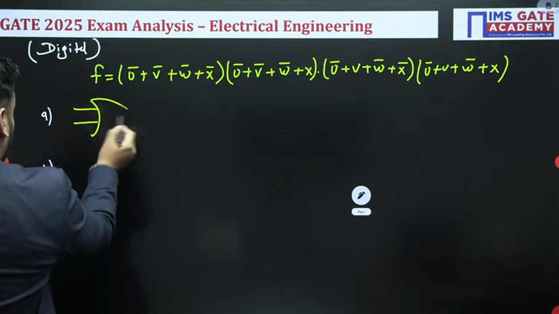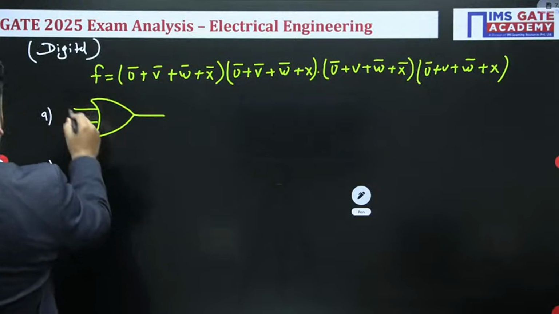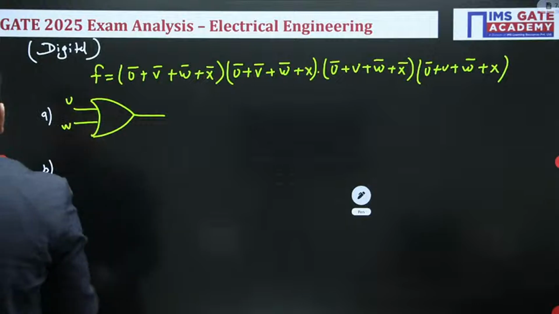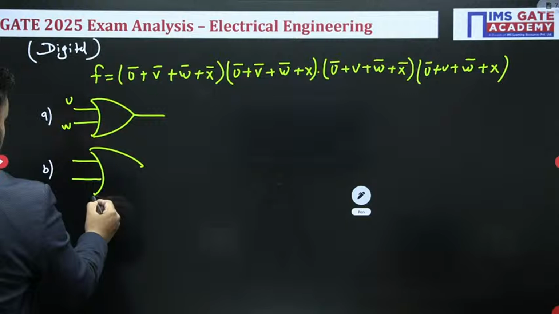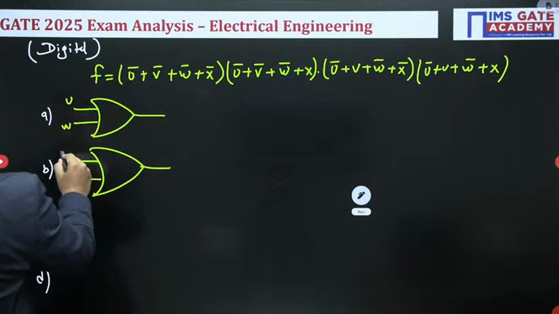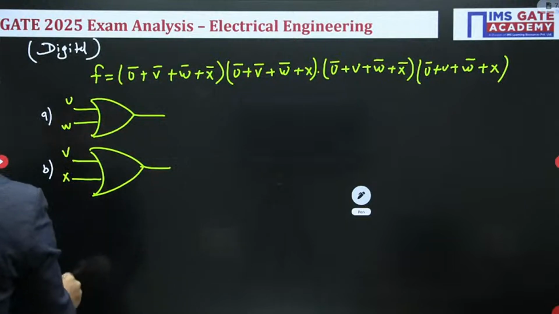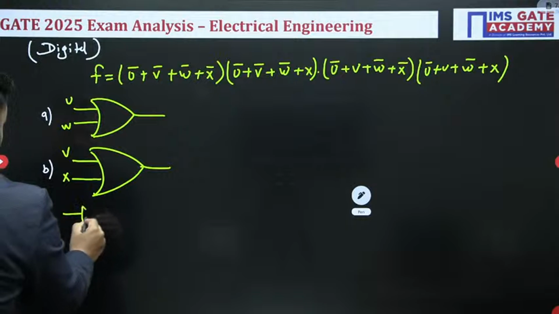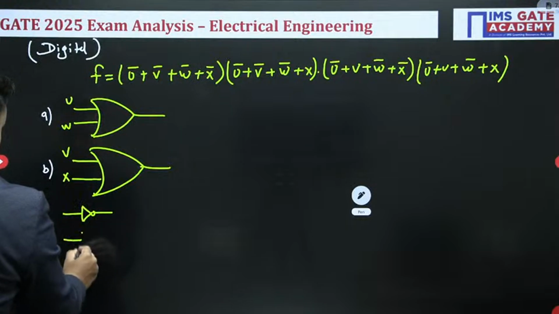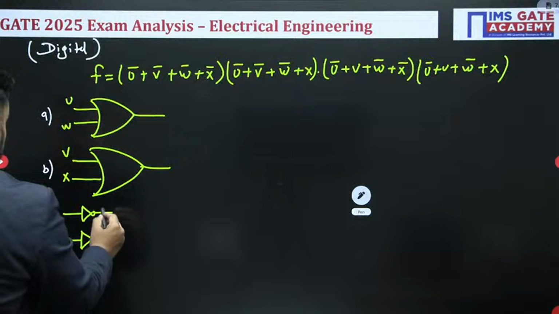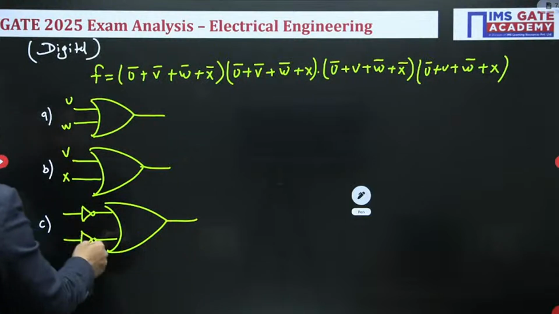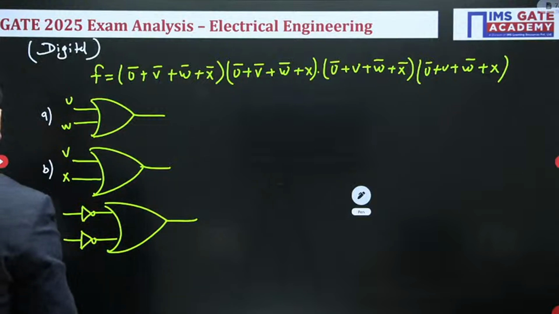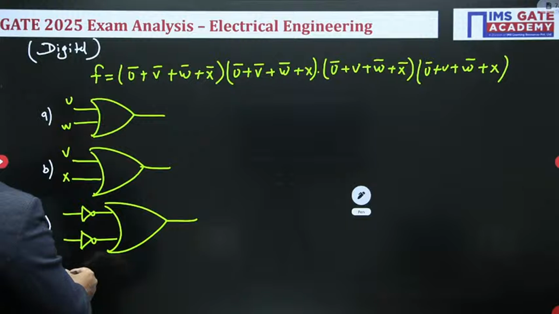So here an OR gate is given to you, with U and W. Option B is like this, and here we have V and X. Option C has a NOT gate and one more NOT gate here, and after that again an OR gate. So it is a bubbled OR gate, so it works as a NAND gate when you open this. So let's see how it will work.